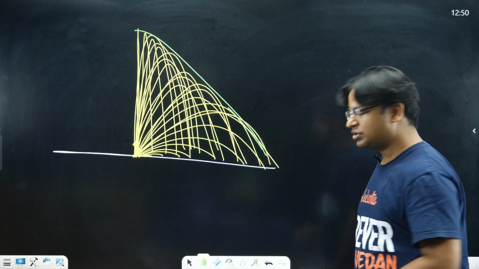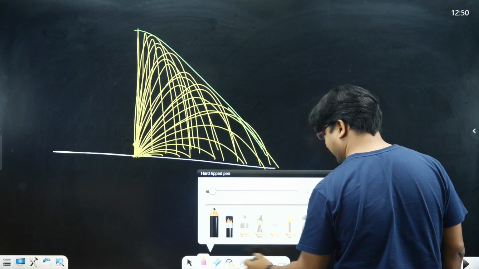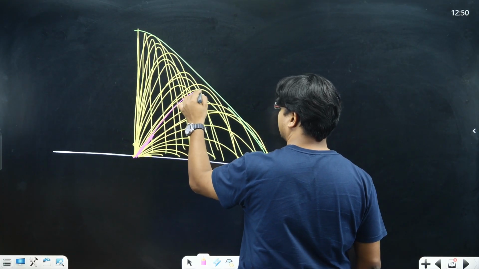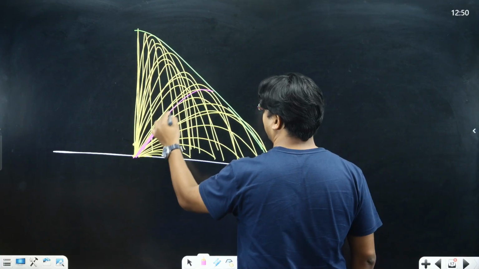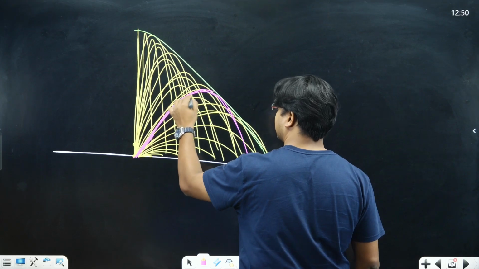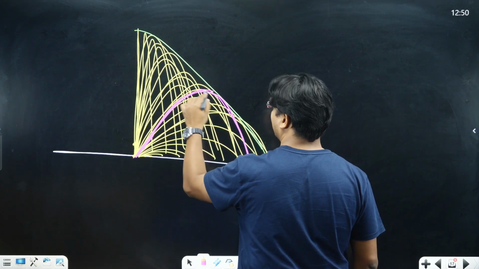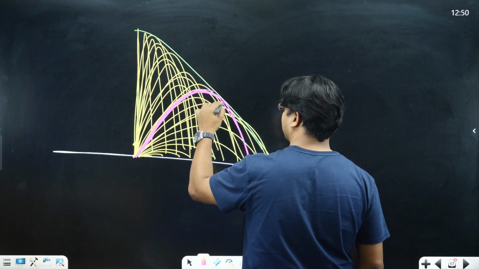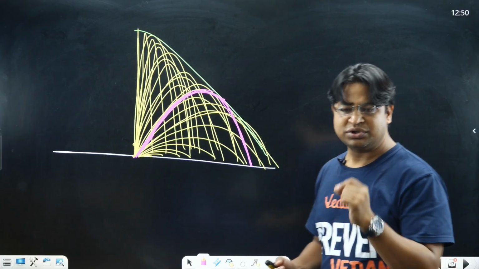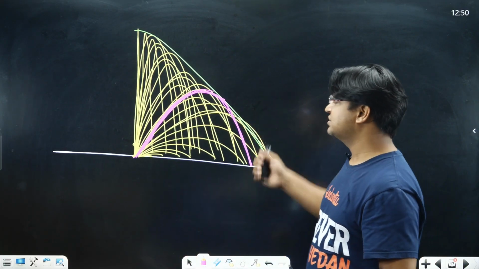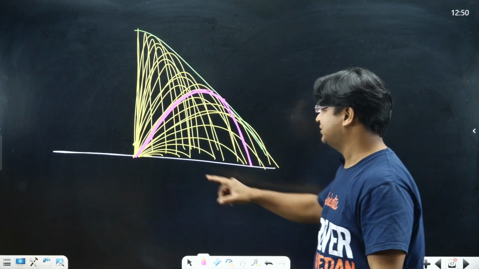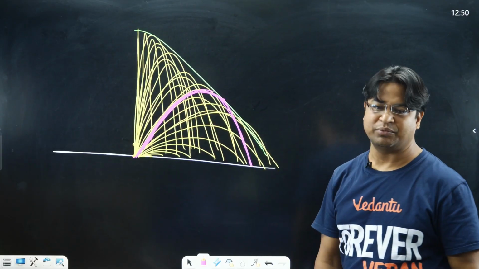So think about any one trajectory. Let's pick any one, let's say this one. If this trajectory is touching the envelope, it will only be touching at a particular point. You're choosing one of the trajectories that can actually touch the envelope. It will touch at only one point, right? It cannot touch twice. This trajectory can touch the envelope only at one point.